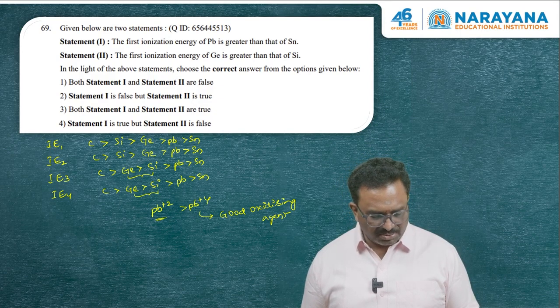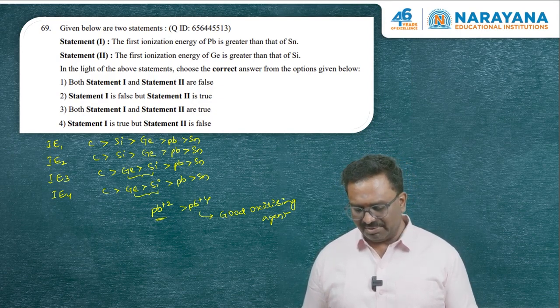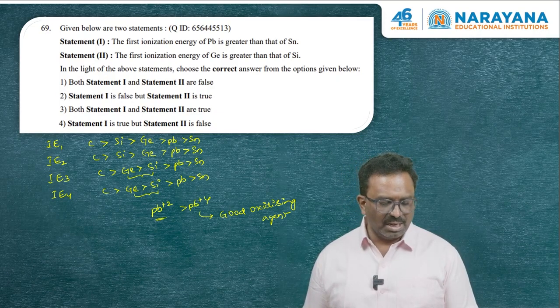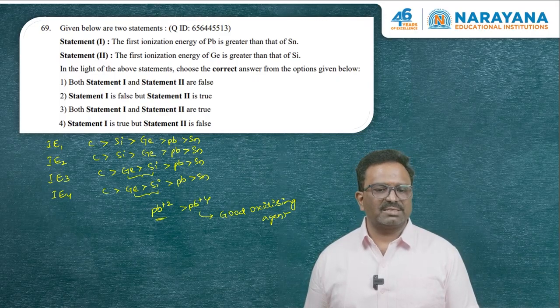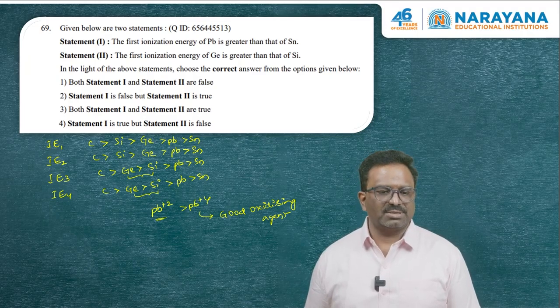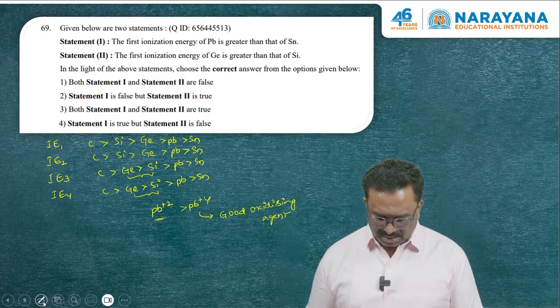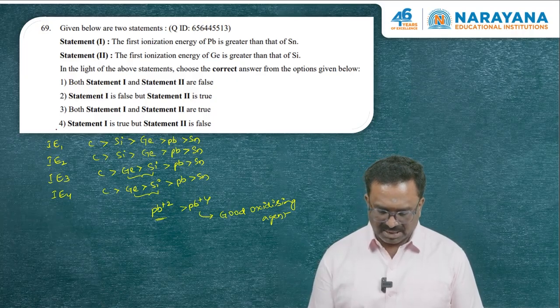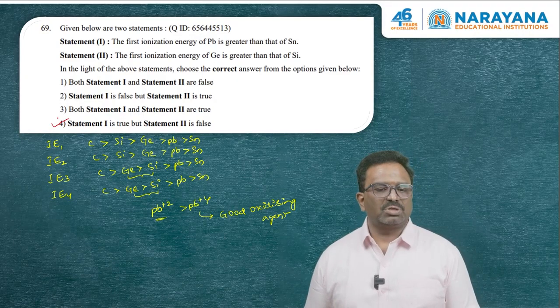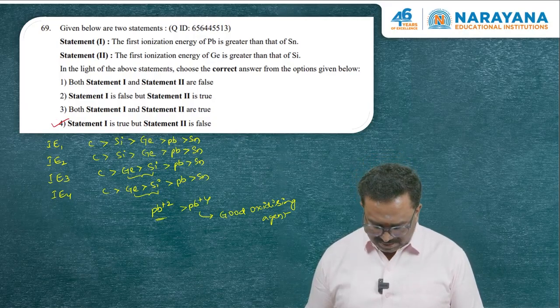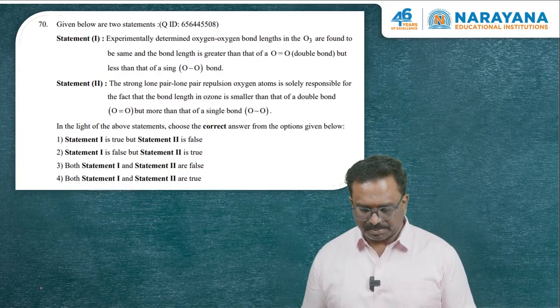So as per what we observed here, statement 1, the first ionization energy of lead is greater than that of tin, is correct, but the first ionization energy of germanium is greater than silicon is not a correct statement. So the more appropriate answer here is the fourth answer. Let me see the next one.